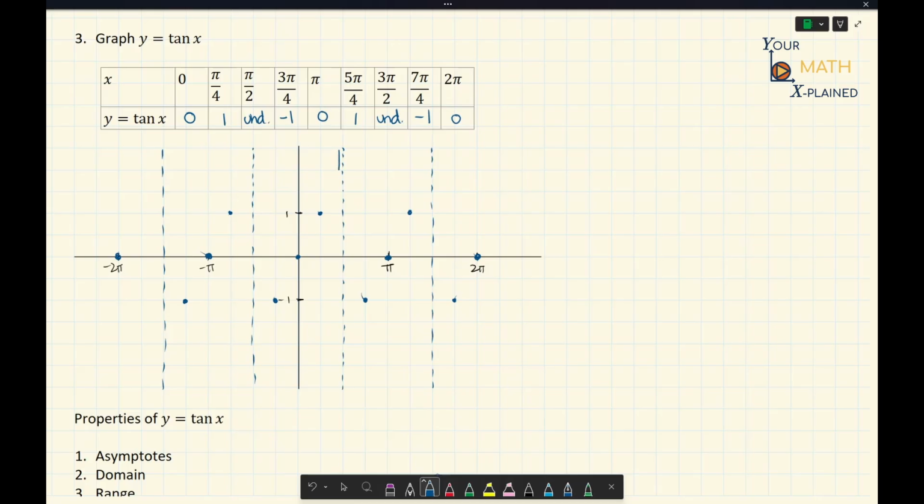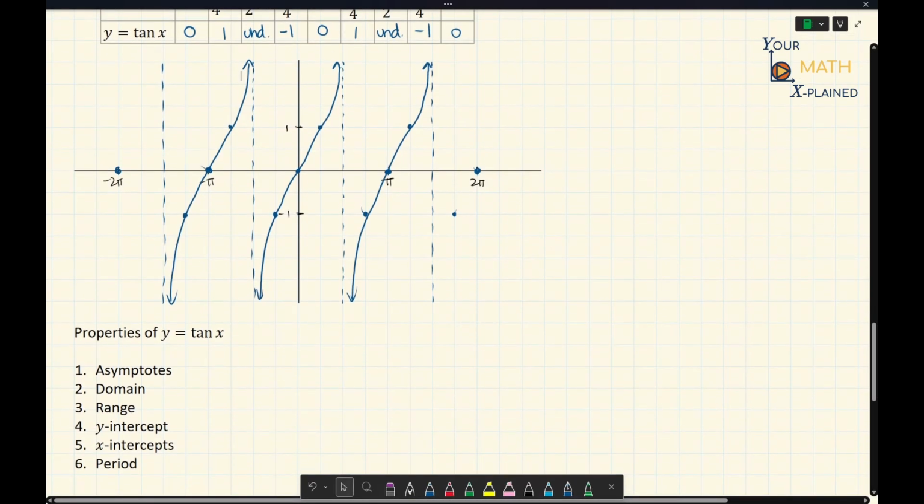The tangent curve actually looks something like this. So because we can't cross it, it goes to infinity, goes down, and then goes down to -infinity. So then we would have a graph that looks like this. And then, in fact, they all look like that. So we're just going to draw one more back here. So this is what the graph of tangent x looks like.